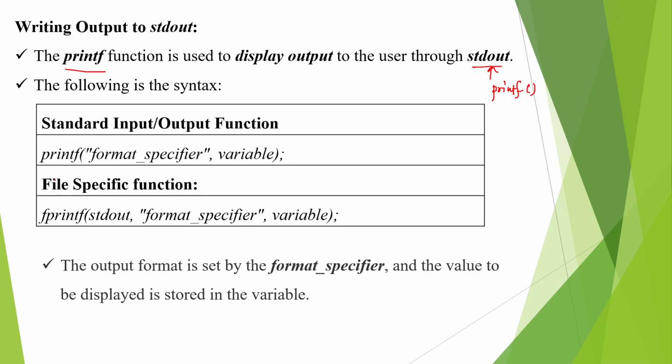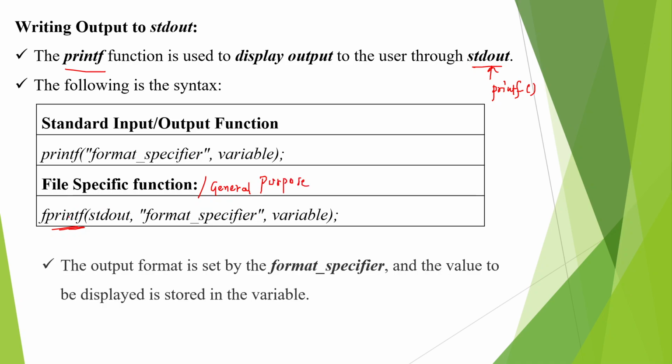So how can you make your file specific function display the output? With fprintf, which will write the data to a file, isn't it? To a file, it generally writes the data.